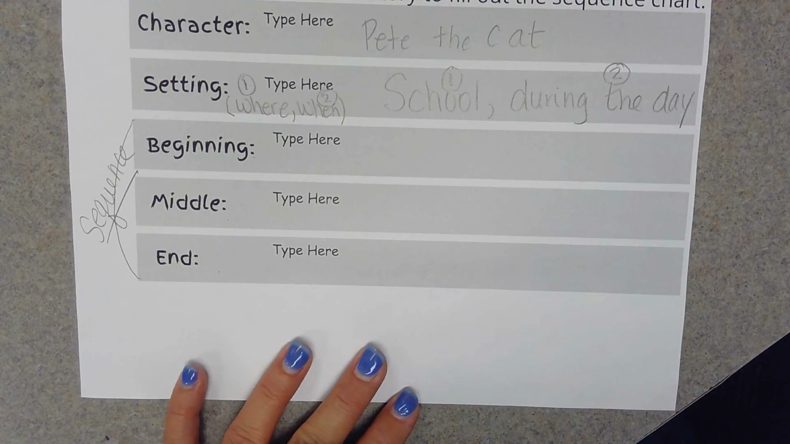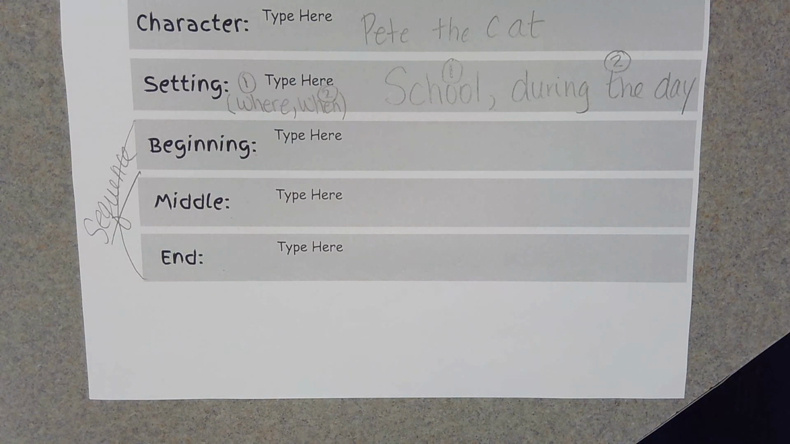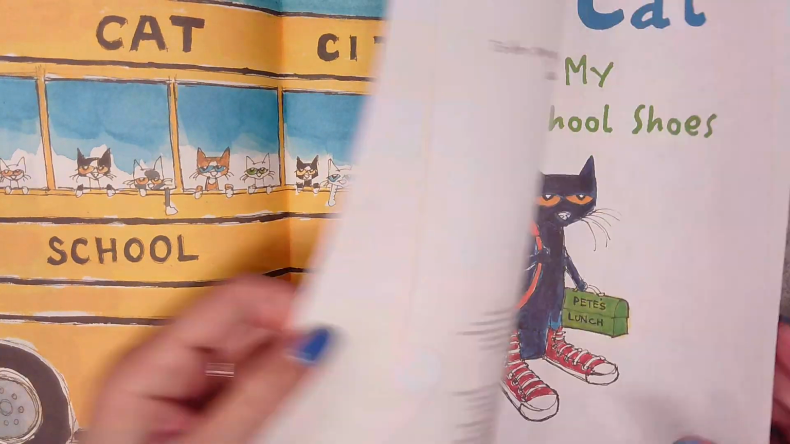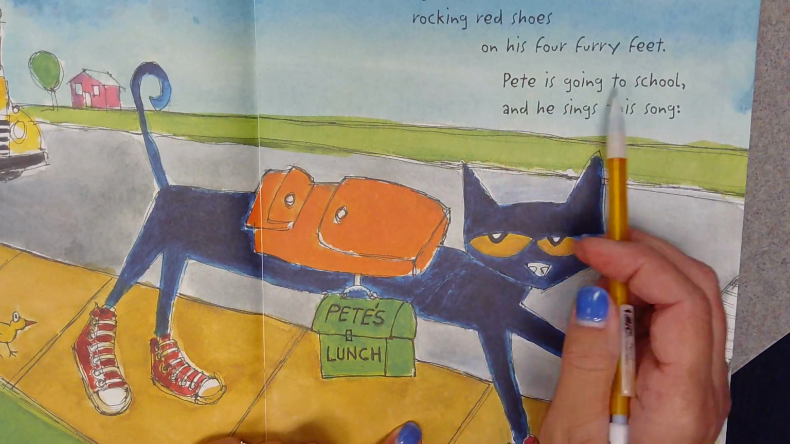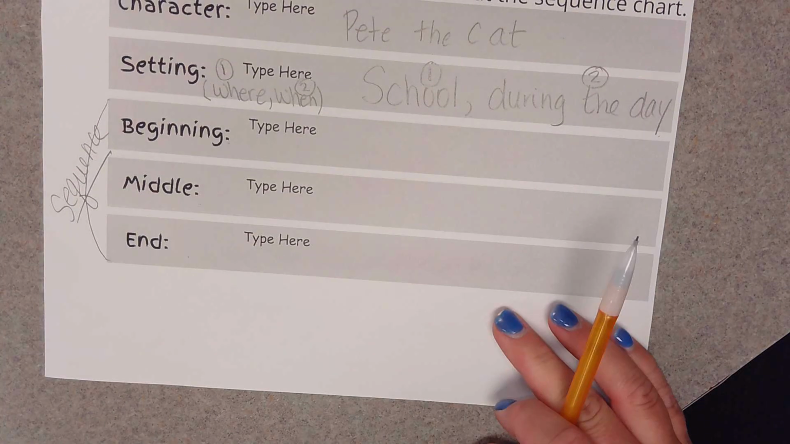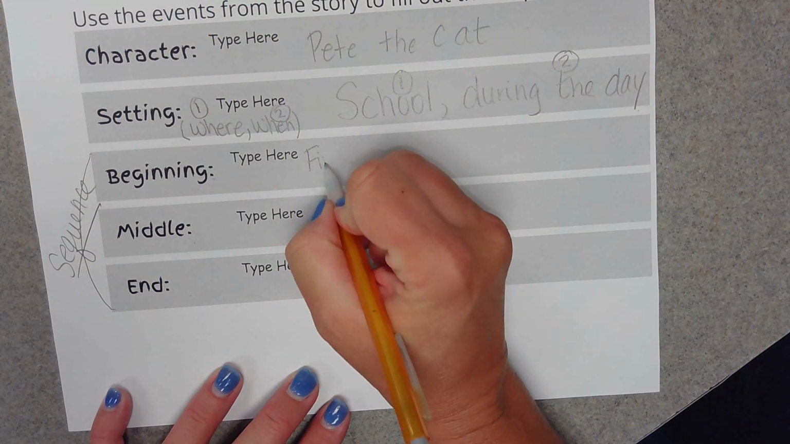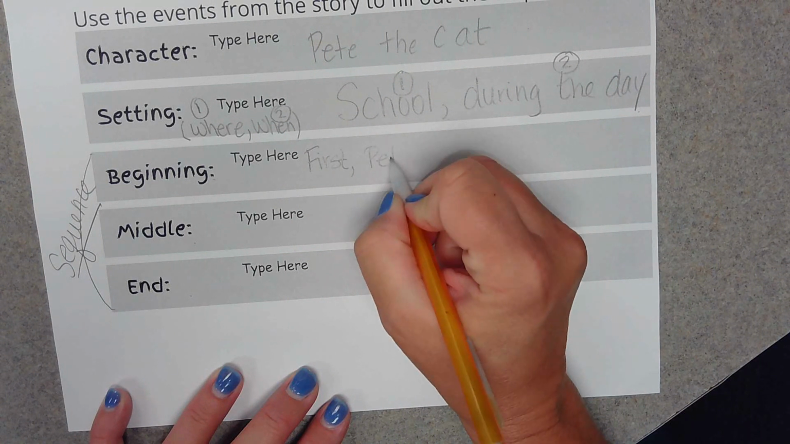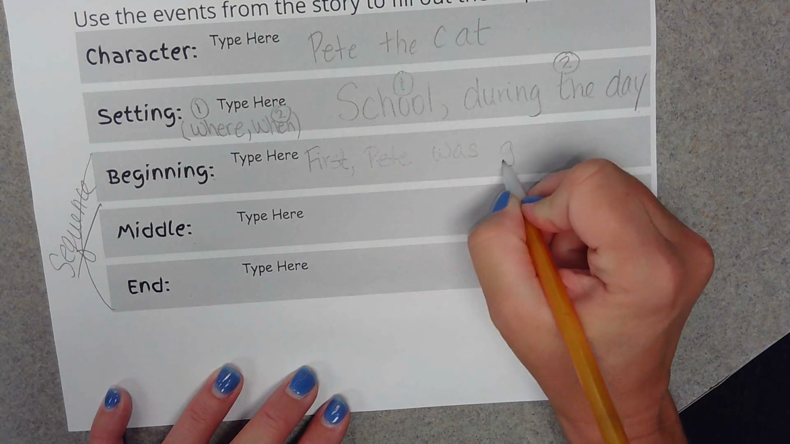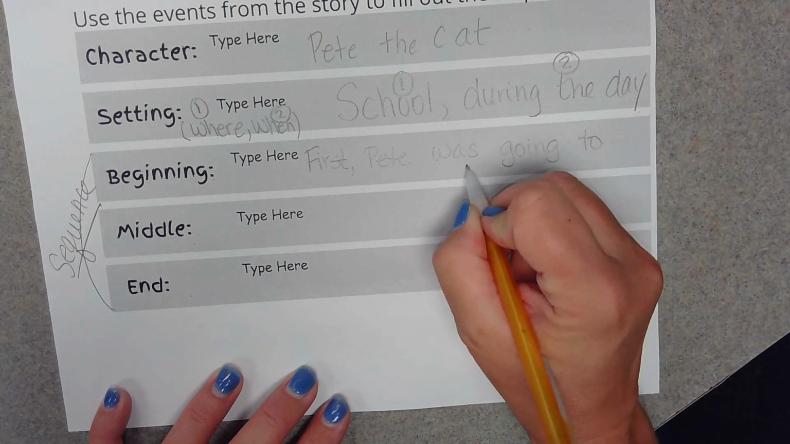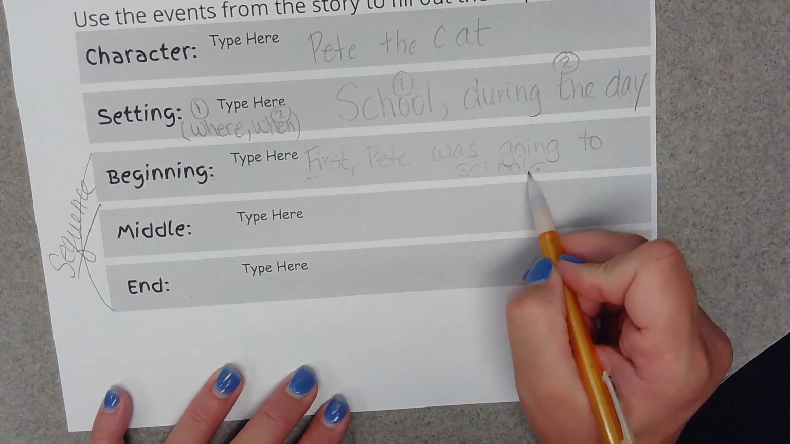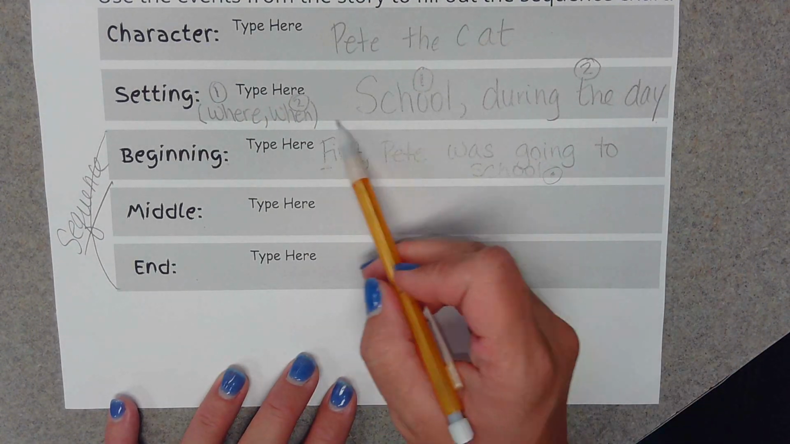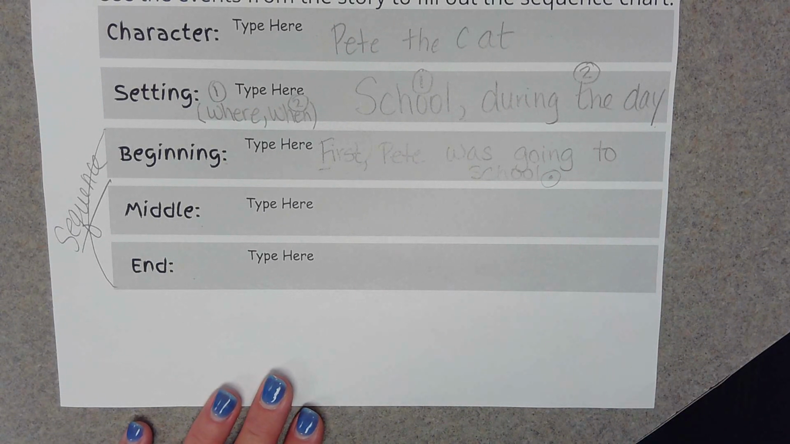At the beginning of the story, if you'll remember, he was getting ready for school. He was strolling down the street. All right, he was going to school. So we're going to put in the beginning, and I'm going to use that word first. First, Pete was going to school. And I hope you're noticing that I used a capital letter and a period. And then this was our transition word. Almost forgot. Transition word.